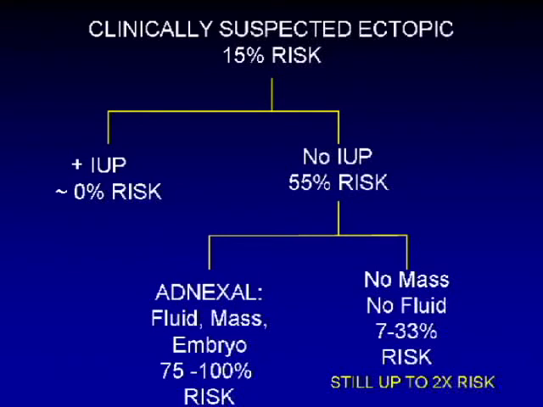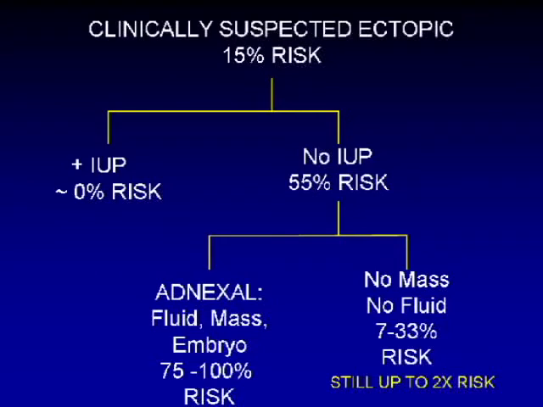If a patient presented to the emergency room with a clinically suspected ectopic, the risk was about 15%. Then you did the ultrasound, and you saw the intrauterine pregnancy. The risk was about nearly zero. Then if there is no intrauterine pregnancy, the risk is 55%. If you saw the adnexal mass, embryo, or fluid, the risk increases all the way up to 100%.